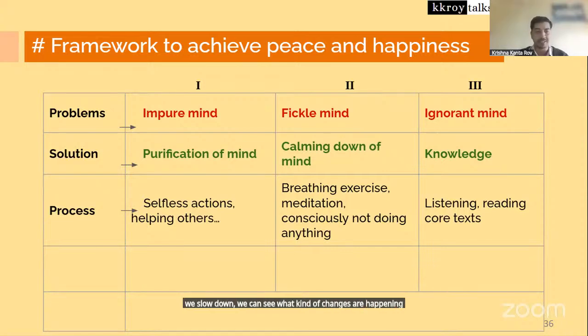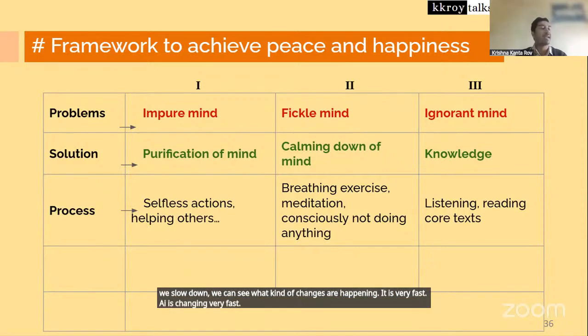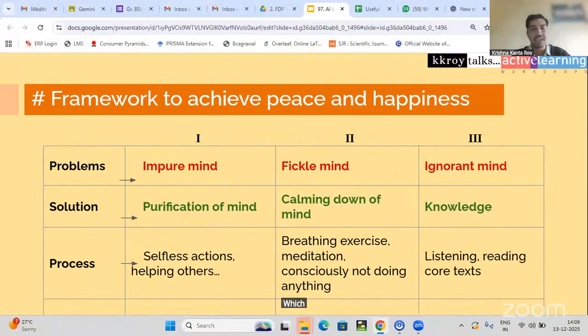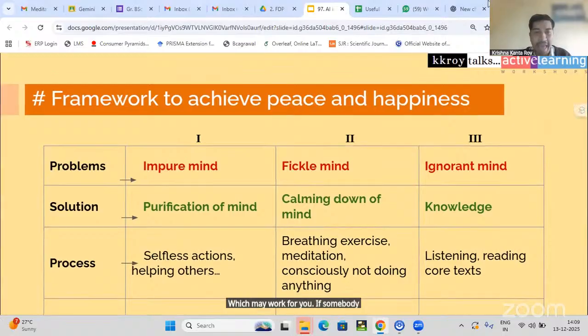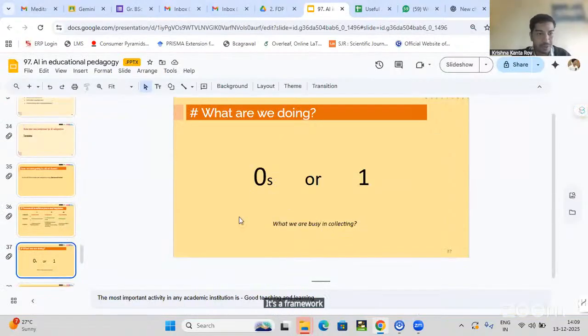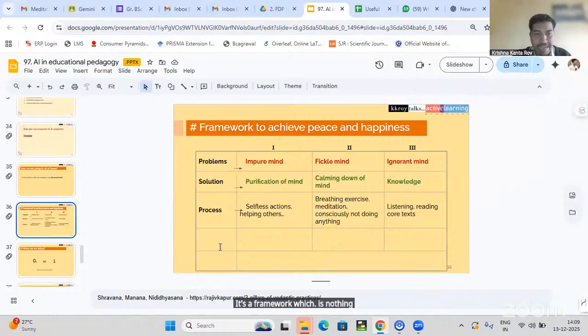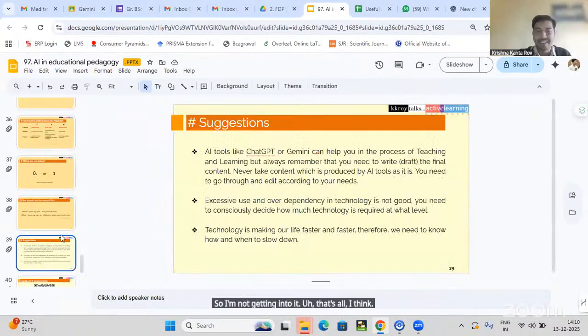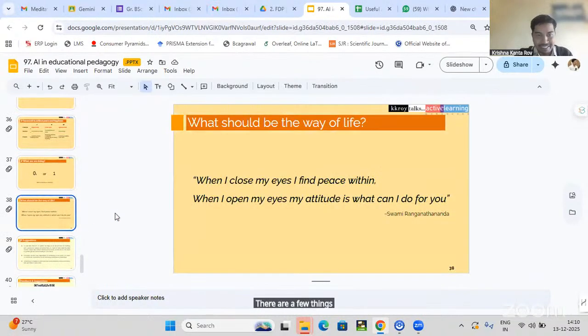The moment we slow down, we can see what kind of changes are happening. AI is changing very fast, and it is very difficult to catch and understand how things are changing. So this is a framework which may work for you. Maybe some other day we'll have a discussion. Actually, it's a framework which is nothing but the entire summary of the Bhagavad Gita. The first is Karma Yoga, Raj Yoga, Jnana Yoga, and Bhakti Yoga. So I'm not getting into it. That's all. I think there are a few things in the slide.